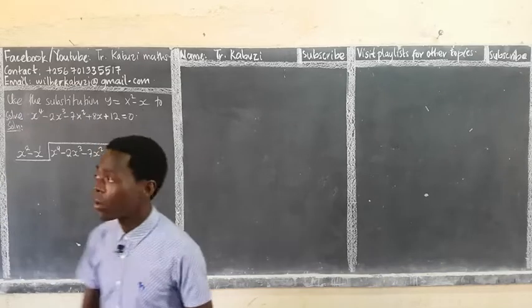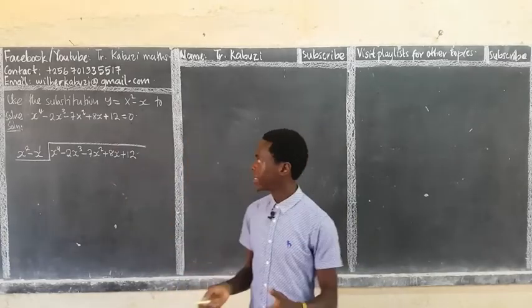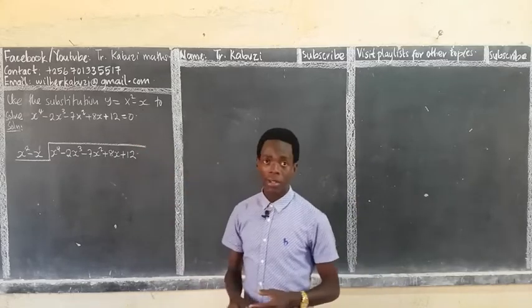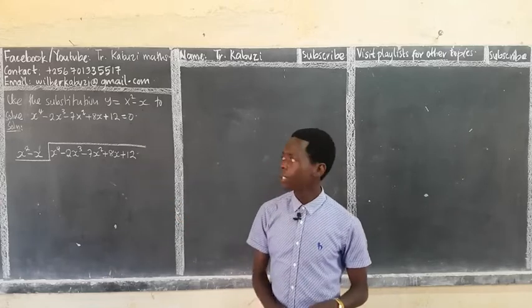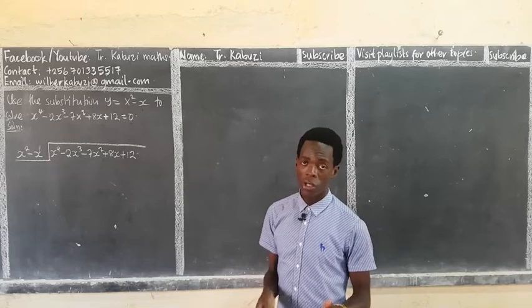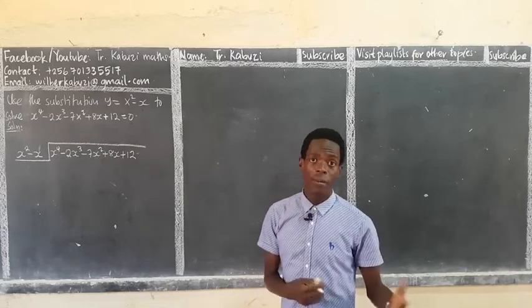Okay, now members, we are going to see how we handle this algebraic question. It says, use the substitution y equals x squared minus x to solve such an expression. Whenever you see that, there are many questions we can solve using substitutions. One of them is when we have symmetric equations.